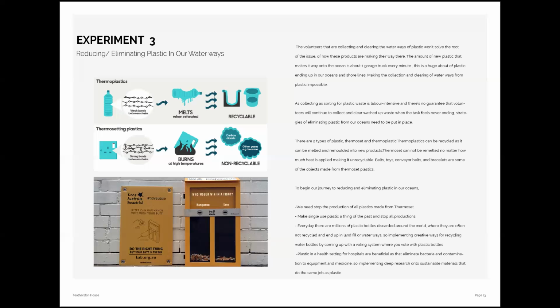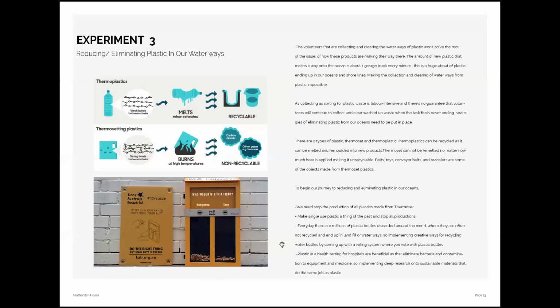So implementing creative ways of recycling water bottles by coming up with a voting system where you vote with plastic bottles, similar to what they've done here with the cigarette butts. Having something like this next to garbage bins or in recycling bins that we have now, just inserting something inside and splitting the vote would be something fun people can do.